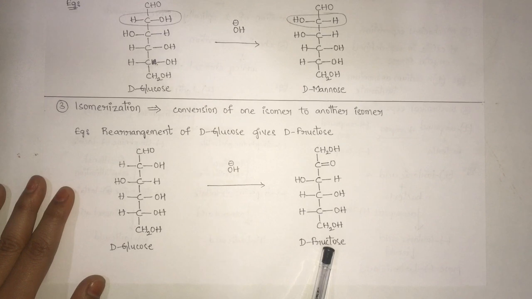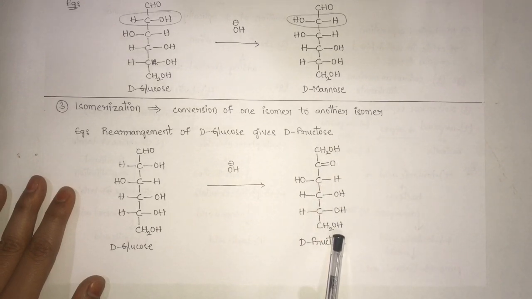If you are performing the same reaction continuously, then we will get mannose. But here we are stopping the reaction here. This particular process is called isomerization, converting one isomer to another isomer. Both glucose and fructose are isomers.